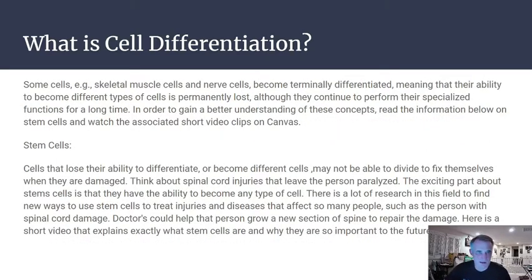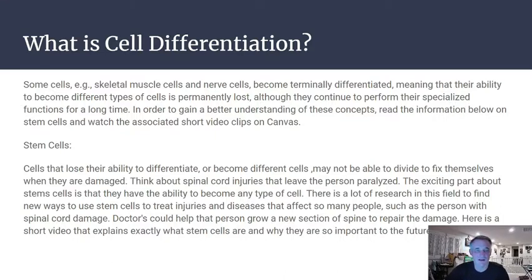So some cells, for example, skeletal muscle cells and nerve cells, become terminally differentiated. This kind of means that their ability to become different types of cells is permanently lost. When you're born, you have all the neurons you're ever going to have. We can't replace them. They can't become something else. So although they continue to perform their specialized function for a long time, in order to gain a better understanding of these concepts, you'll have to read more information on the stem cells below.